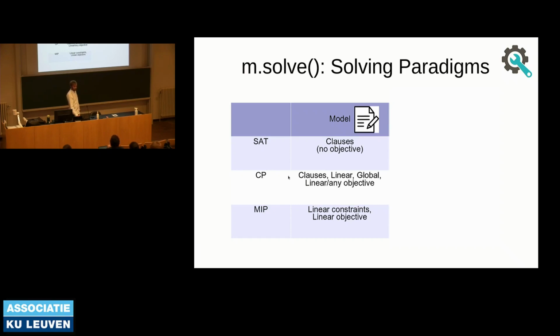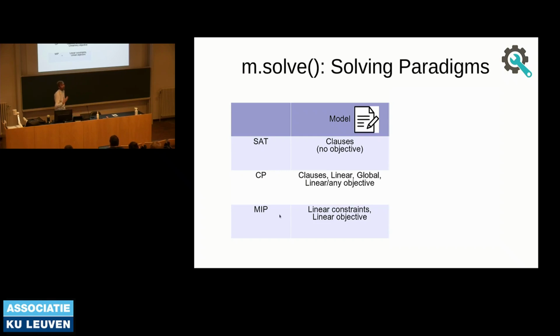A CP solver, so constraint programming solver, what does it accept as input? It can take clauses as input, it can take linear constraints like the one that we saw, but also global constraints. I'll give some examples of what that means. And in terms of objective, a linear objective or other kinds of objectives you can formulate with expressions that it supports. I'll again show that later.